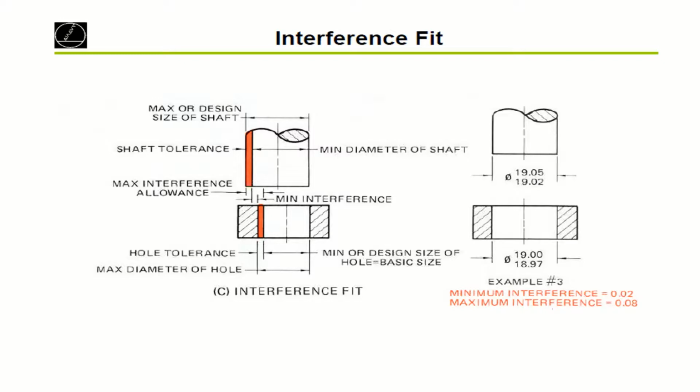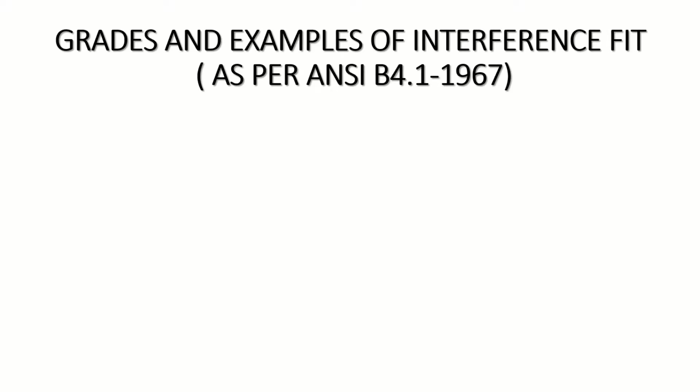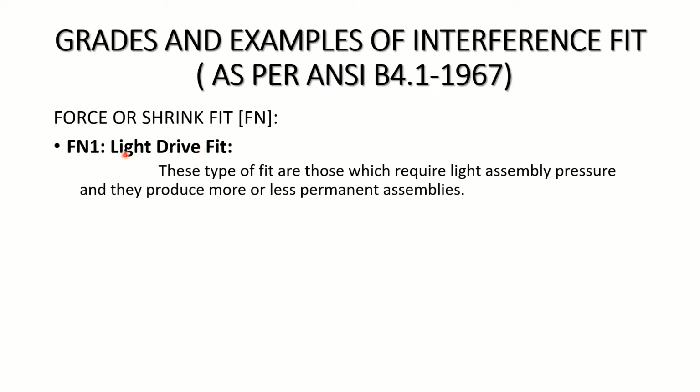Now we are moving to the grades and examples of the interference fits as per ANSI. First, in these examples there will be force or shrink fits. The light drive fit: this type of fit is for those which require light assembly pressure. Meaning when they are working at light assembly pressure, we require a less permanent assembly. At that time you can use the light drive fit.